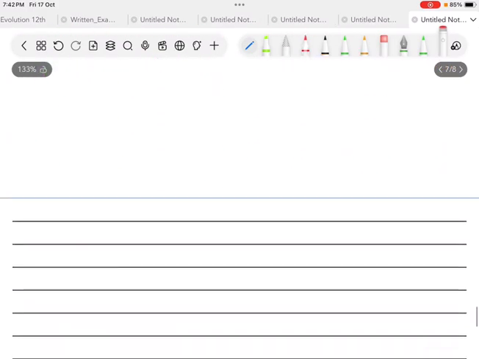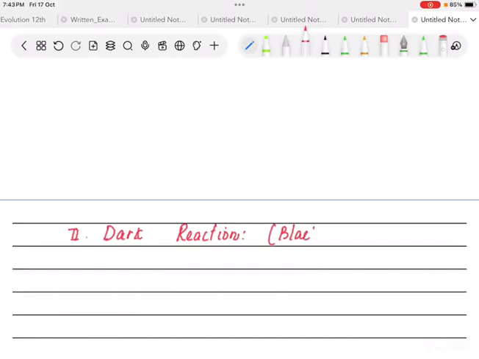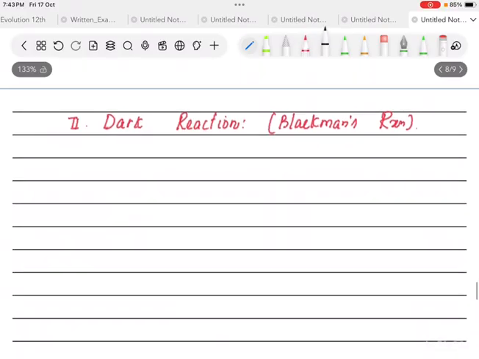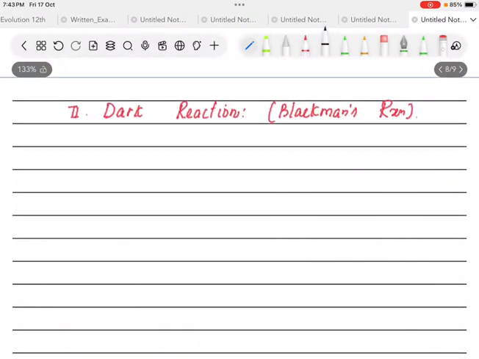Now, we are here to discuss the second part of photosynthesis, the second reaction. What was that? Dark reaction. Dark reaction, also known as Blackman's reaction. And where did this Blackman's reaction or dark reaction take place? In the stroma of the chloroplast. In the dark reaction there is only one important step that occurs.